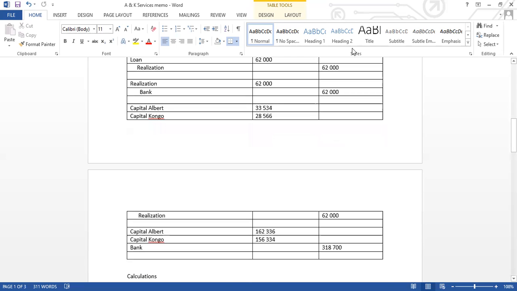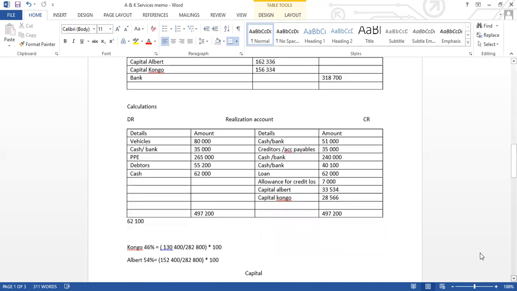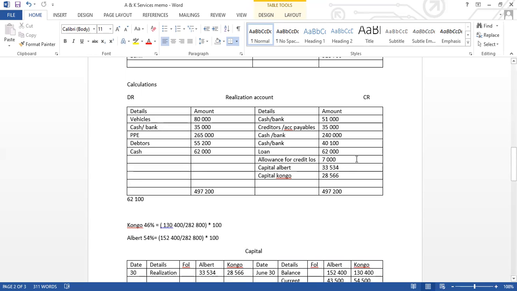Any questions? Feel free to ask if there's somewhere where you still don't understand or you're a bit confused. At the realization account, allowance for credit losses, that 7,000. Why didn't we minus it from the cash amounts when we did the bank account?